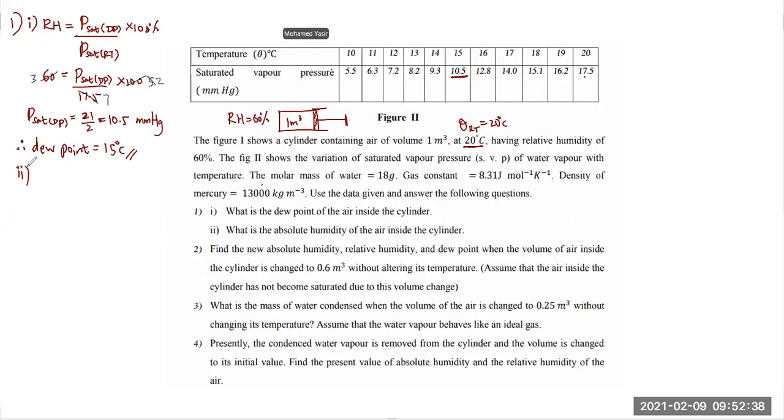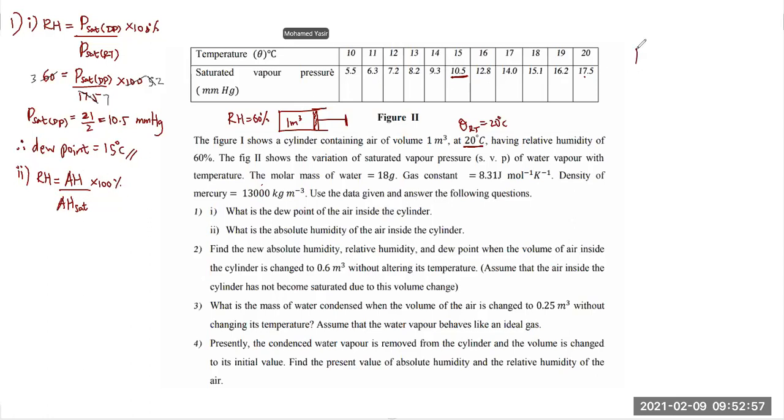Okay, now there's another equation that is this. Relative humidity is equal to the absolute humidity of the air divided by the absolute humidity of that air if it had been saturated, times 100.